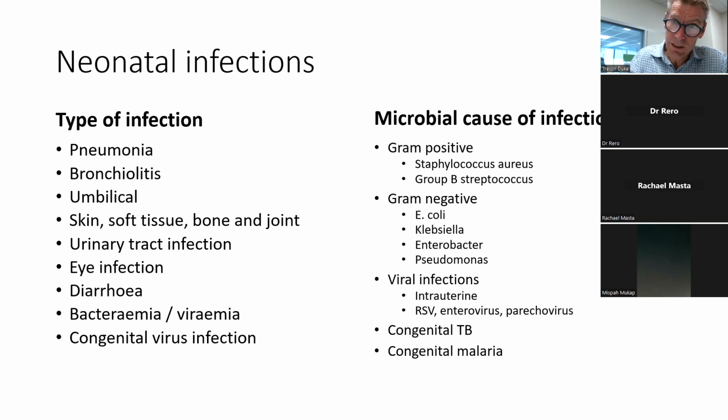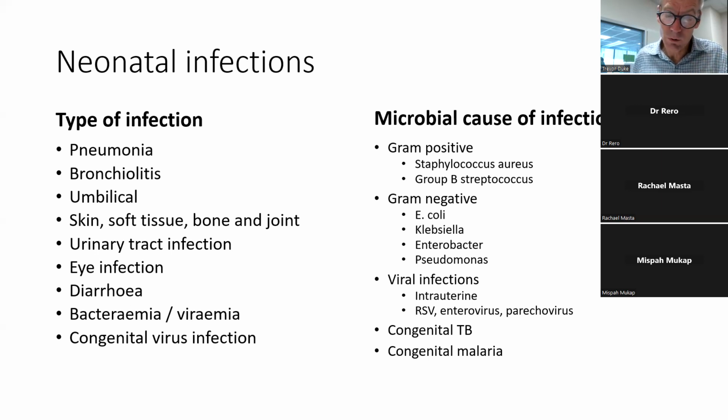Viral infections usually, again, cause one of two types: either intrauterine viral infection, so the baby's born with an infection, or they acquire an infection sometime in the newborn period or early infancy. The common viruses causing late newborn infections are RSV, an enterovirus, and a virus called parechovirus, which makes babies look like they're septic with a bacterial infection, but they're probably not. And then there's a couple of congenital infections that we need to know about. Obviously, congenital HIV, congenital TB, and congenital malaria.